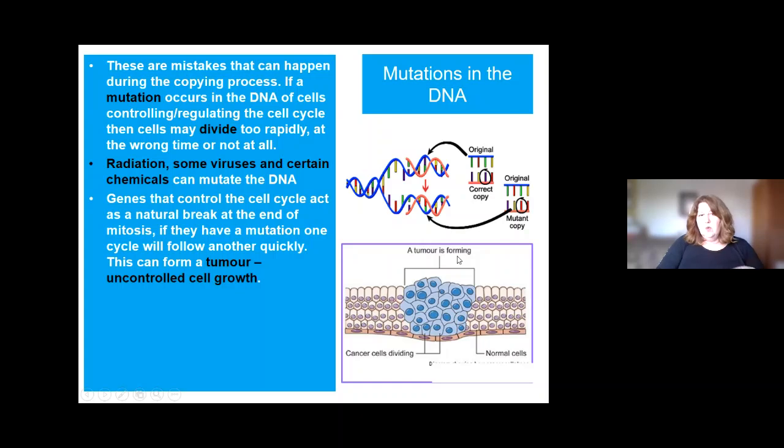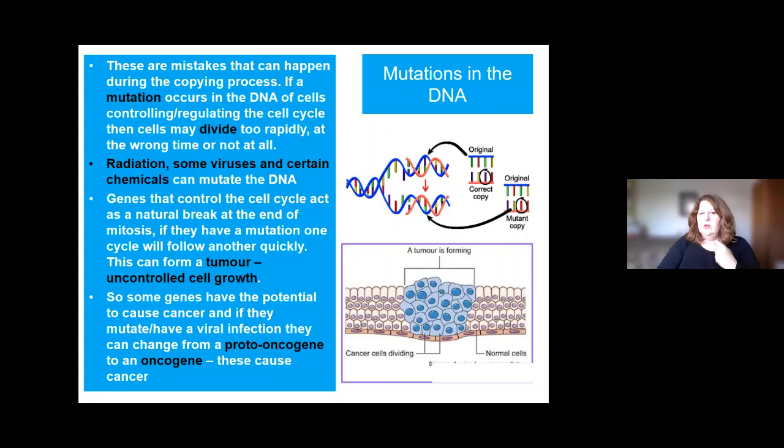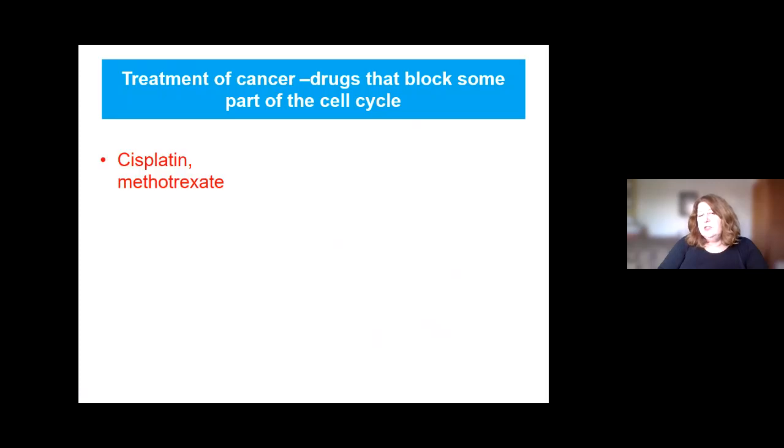So as I've said before, these genes controlling the cell cycle normally act as a natural break between mitosis finishing and G1 in interphase starting again. But if there's a mutation in those control genes, then you have this uncontrolled growth, as I've said. And of course, some genes have the potential to change into an oncogene, and that's a gene that will cause cancer. Now, I wanted to link that with the fact that there are some drugs, because this has been an exam question that has come up before now.